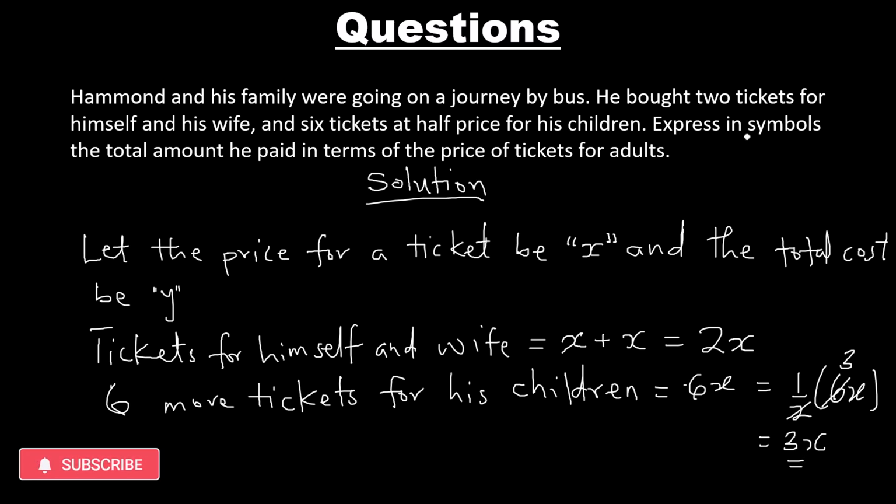Now we are asked to express in symbols the total amount he paid in terms of the price of a ticket for an adult. So the total amount he paid is Y. So total amount paid.